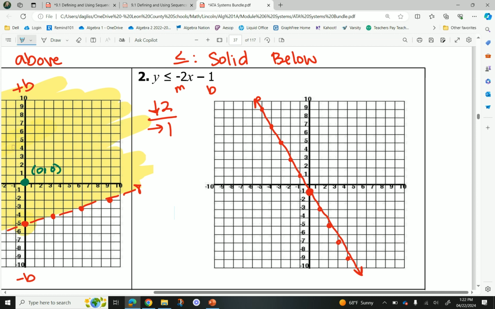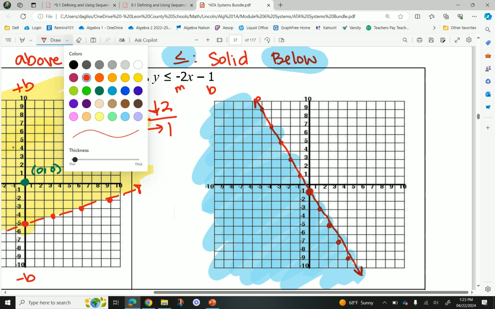All right, so we said that having less than means we get to shade below. So find my y-intercept, which was the first thing that you plotted, right? And we're going below that point. So that means we're going to shade everything on this side of the line. Okay. If you were to test the origin, would it be in your shade? It should not be in your shade. It should not work. Okay?